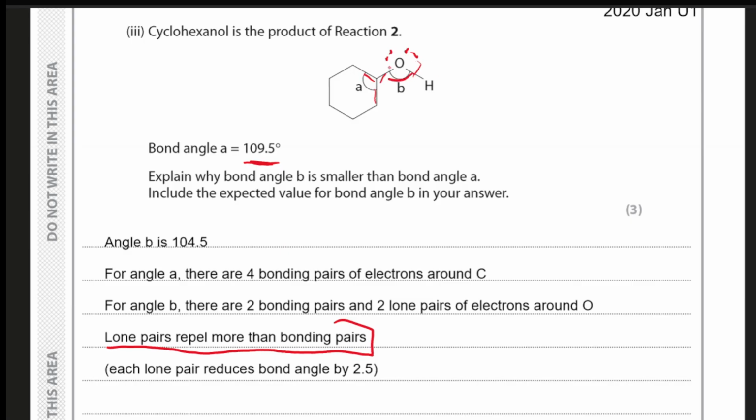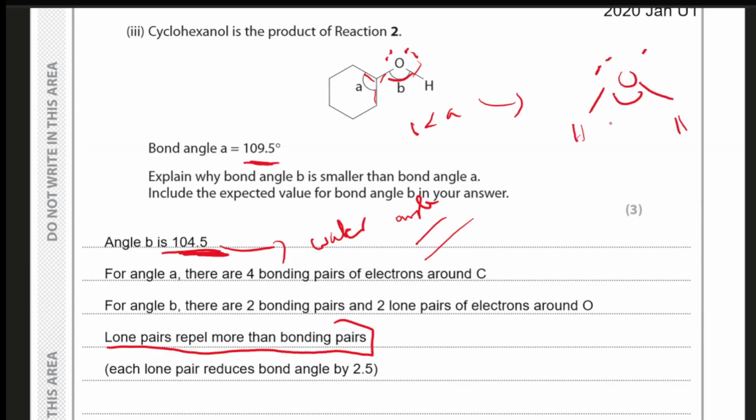So angle B is less than angle A, which we expect to be a little greater than angle B, considering there are four bonding pairs and no lone pairs. The repulsion around the carbon atom in A is going to be less. So that is why we can say angle B is 104.5 degrees, which resembles the water angle. In water also, around the oxygen atom the angle is 104.5 degrees, due to the presence of two lone pairs around the oxygen atom.